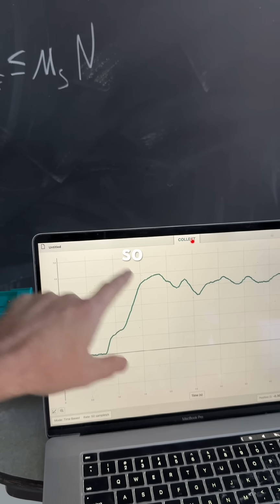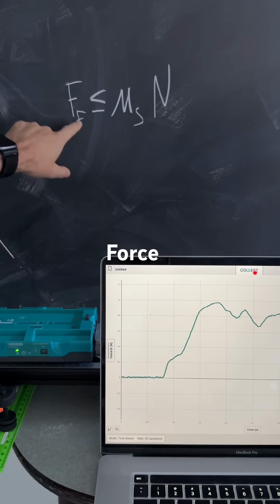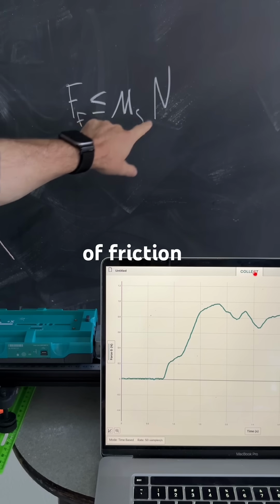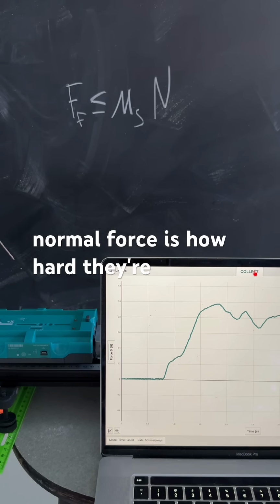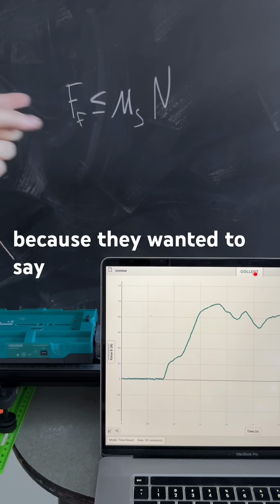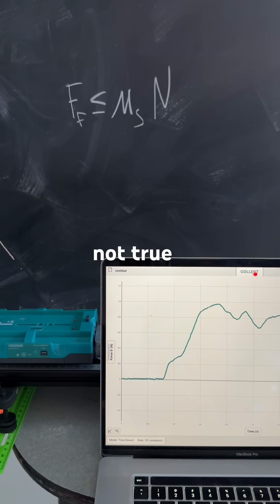Okay, so up here we have the model for static friction force. The static friction force is less than or equal to the coefficient of friction times the normal force. So the normal force is how hard they're pushing down together. So this is a problem a lot of students have difficulty with because they wanted to say, oh, friction is equal to the coefficient times the normal force. That's not true. The end.